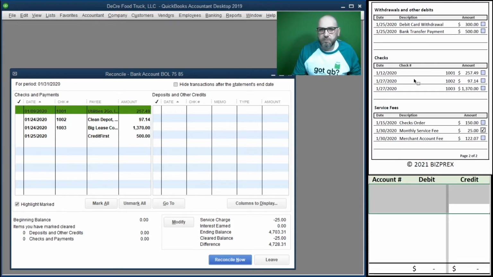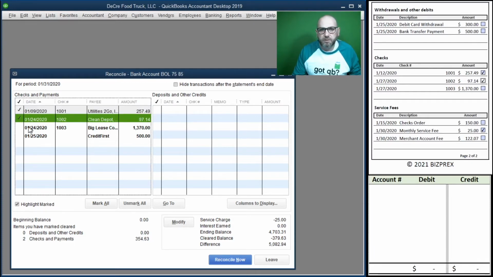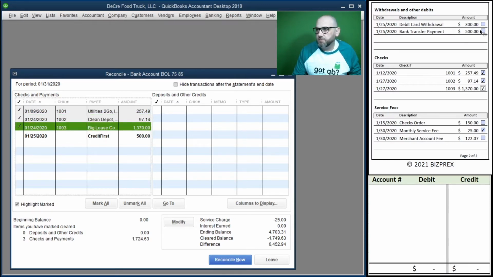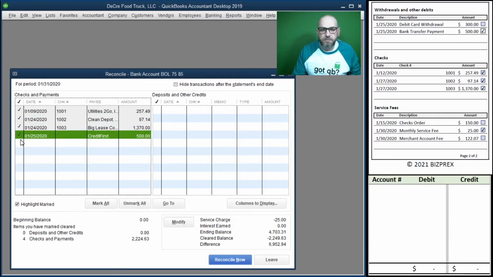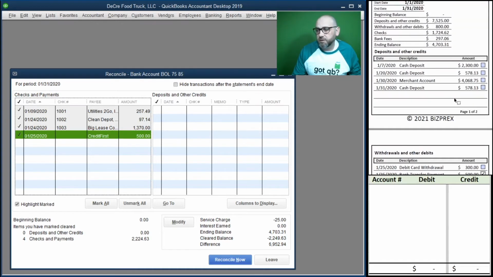We have check 1001, amounts match, excellent. We have check 1002, same thing here, amounts match. We have check 1003, that matches. We also have our $500 credit card payment right here. Excellent. So some of the things on our statement are clearly in our accounting system, and we can go ahead and click them as cleared, but some of the other items aren't.